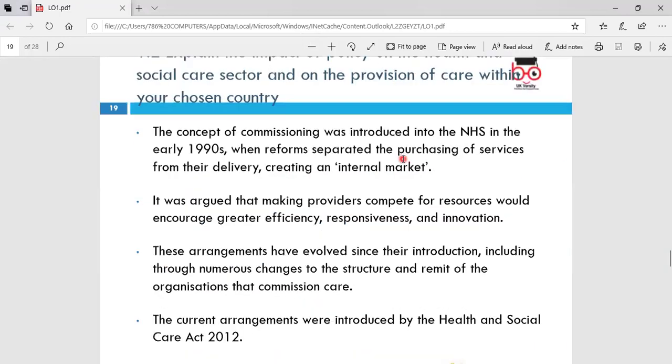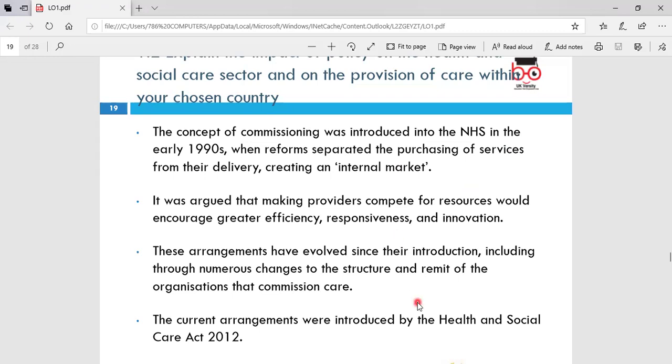So the concept of commissioning was introduced into the NHS in the early 1990s when there were reforms that separated the purchasing of services from their delivery, creating an internal market. So there was an argument made that providers competing for resources would encourage greater efficiency, responsiveness, and innovation.